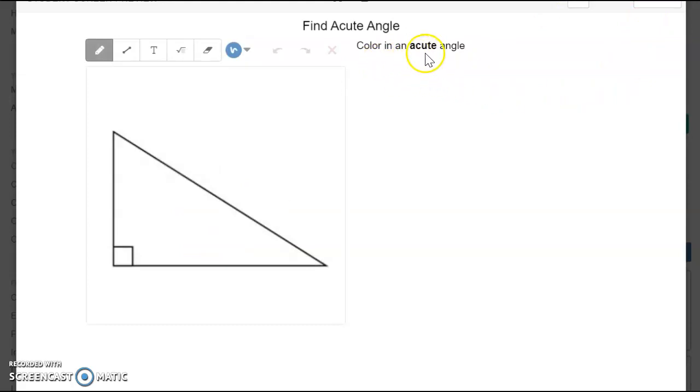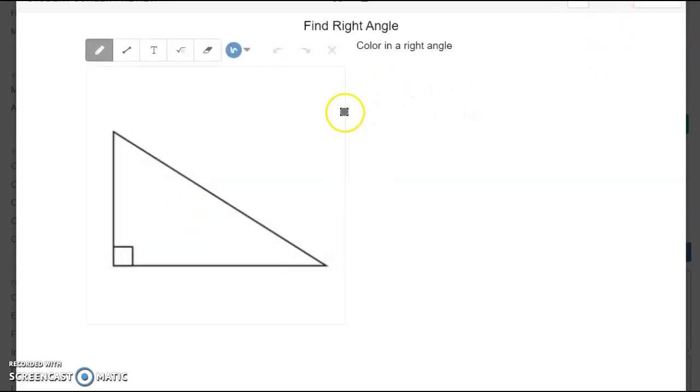Color in an acute angle. Well, in a triangle, what does this square mean? It means this is 90 degrees. So this is not an acute angle, this is a right angle. Which is the acute angle? Angles that are smaller than 90 degrees. You could have said this is an acute angle here. Color that in. Or you could have also said this is an acute angle. This is yet a different angle, but this is also acute. Either of them would have been fine.